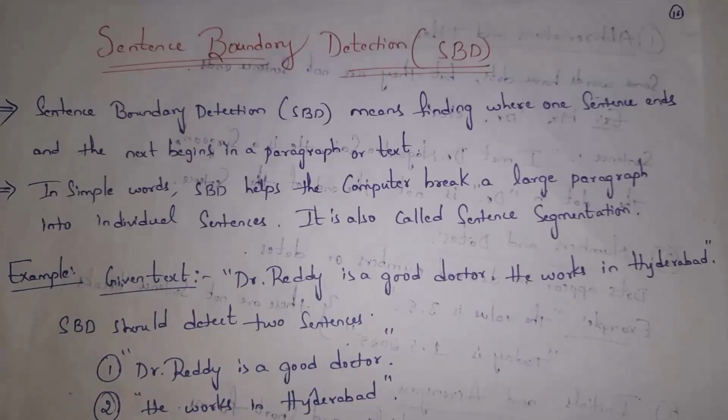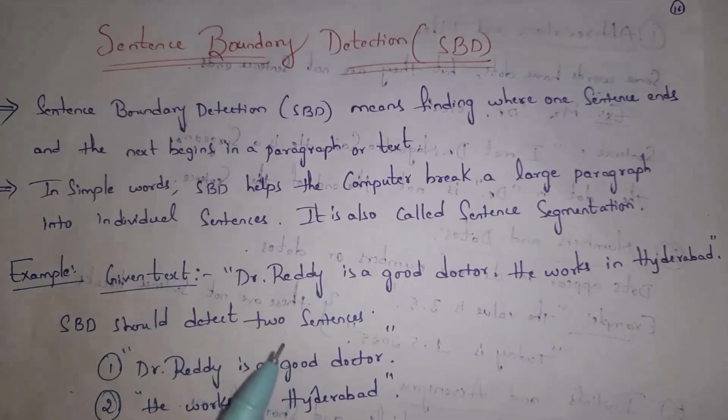Guys, I will give one simple example so that you can clearly understand what is sentence boundary detection. For example, there is a paragraph. That paragraph is: Dr. Reddy is a good doctor. He works in Hyderabad. If you observe, this paragraph contains two sentences. One is, Dr. Reddy is a good doctor, and the next sentence is, he works in Hyderabad.